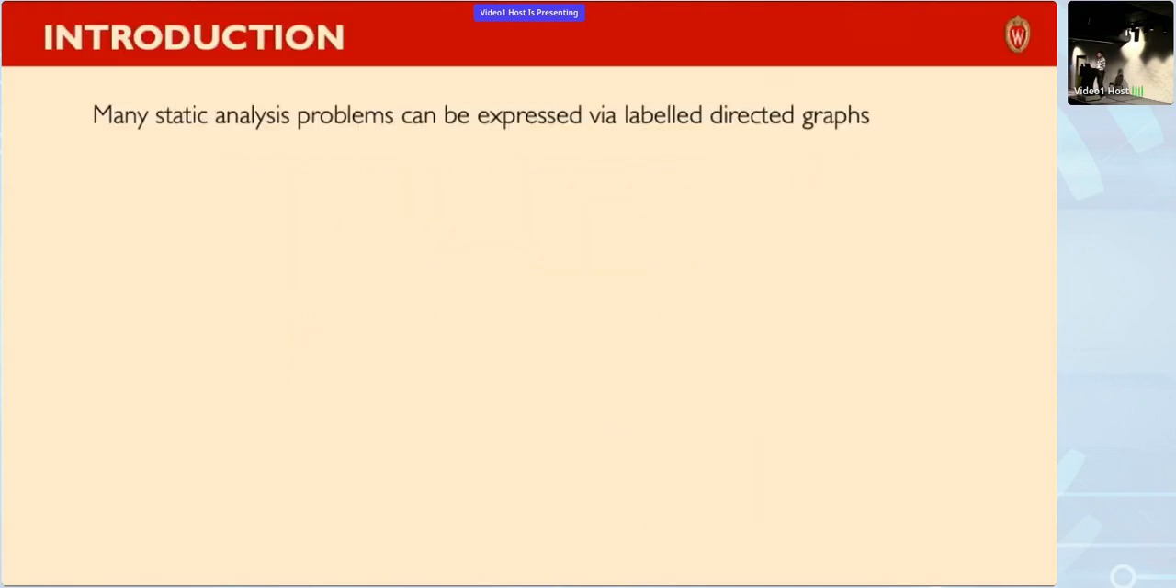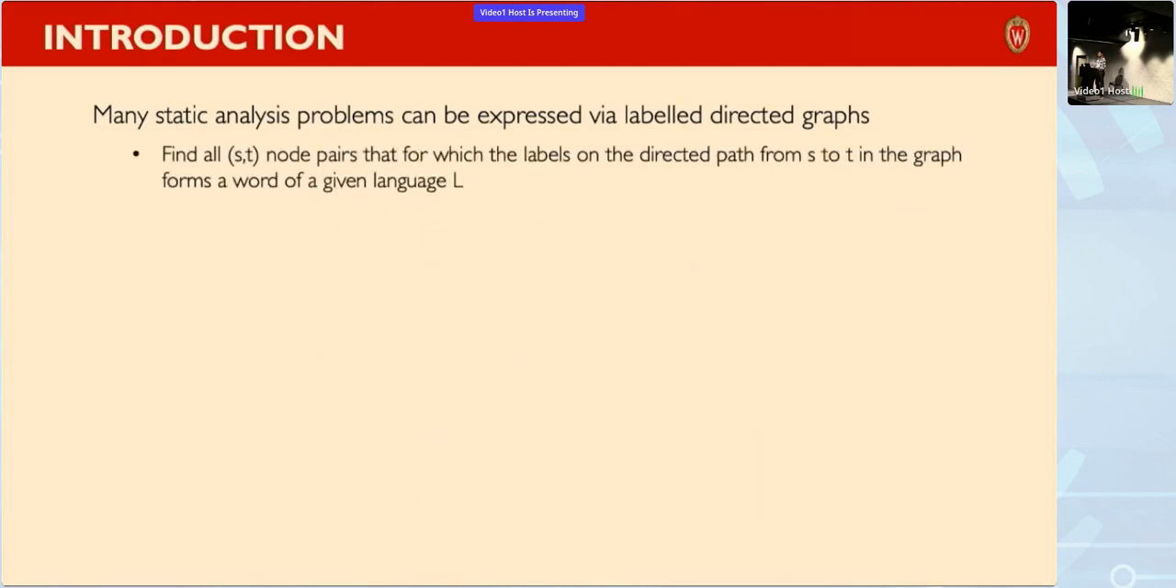So let's get started. As Umang said, static analysis problems are frequently expressed via label-directed graphs. In the graph, the problem is to find all S-T vertex pairs such that, if you look at the labeled path from S to T and at the word formed by those labels, it belongs to a specific language L. L could be many different languages, but when L is a CFG, the problem is known as CFL reachability.